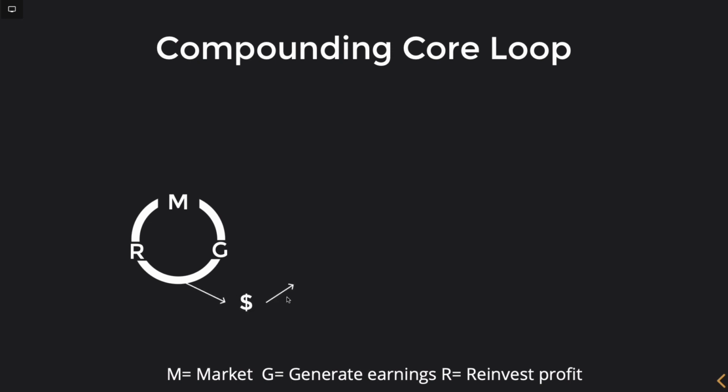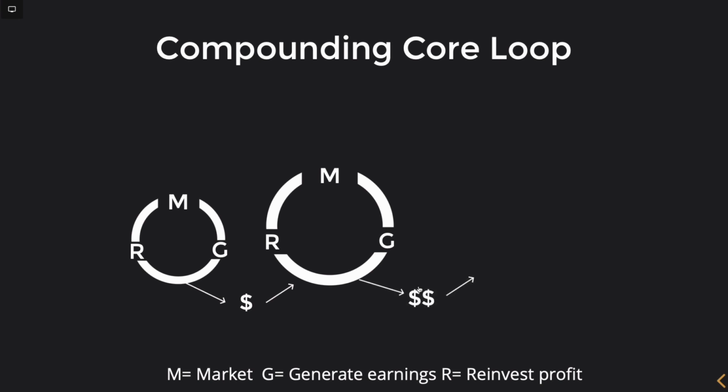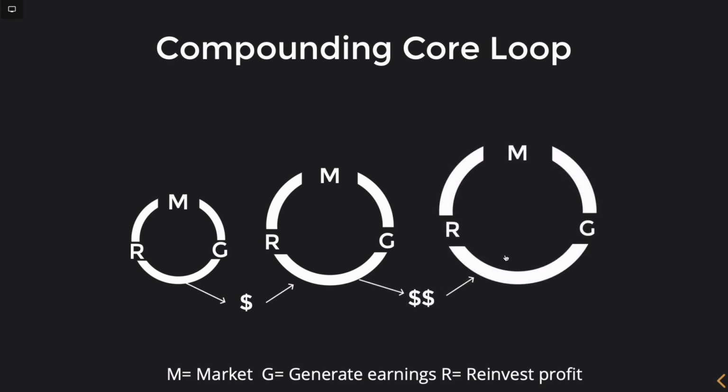At that point, you take your profits and you reinvest in a second business, and you repeat the whole process again. You market, generate, and reinvest. Again, you keep doing this until you reach your second financial goal, and over and over and over again.